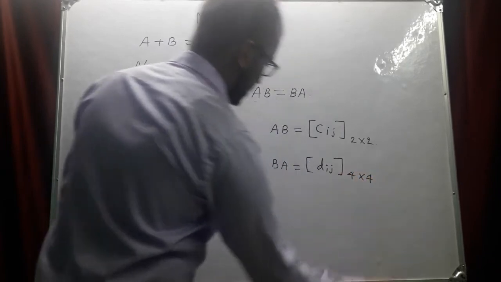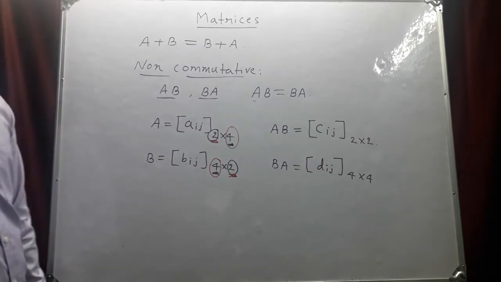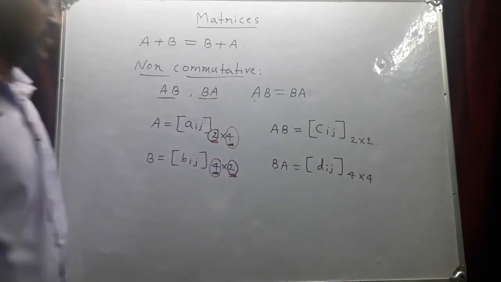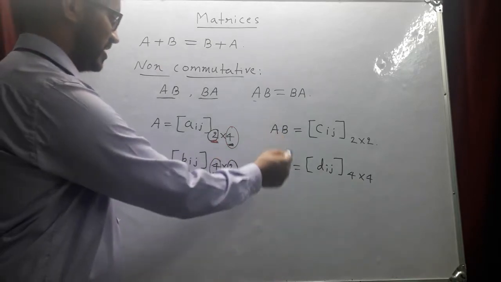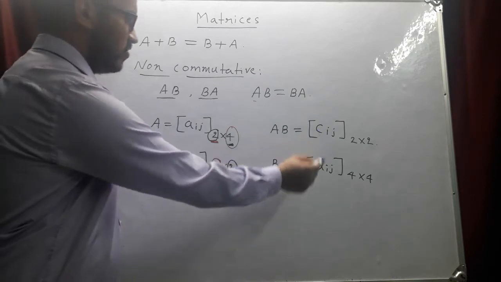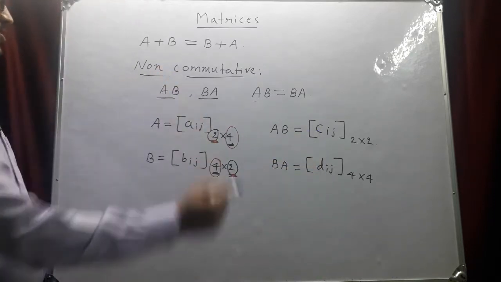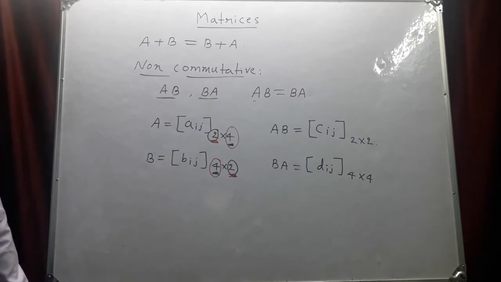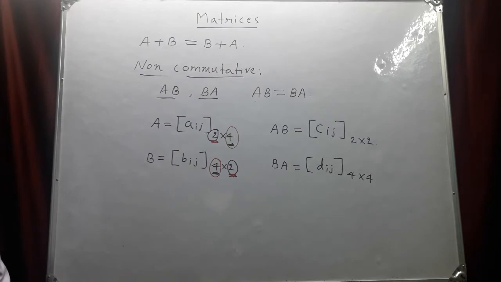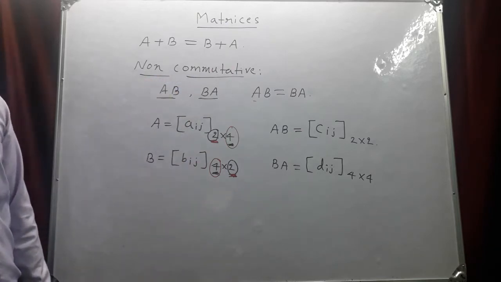So clearly we can see that the order of the matrix AB is 2 by 2 and the order of the matrix BA is 4 by 4. Clearly these two matrices are not equal because they have different order. So what we can conclude is that usually matrix multiplication is not commutative. But for some matrices, the multiplication is commutative.